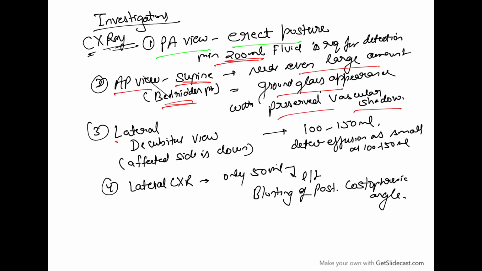And lateral decubitus view, a very important view. What does lateral decubitus view mean? The affected side is down, and it can detect effusion as small as 100 to 150 ml. Okay, then the lateral chest X-ray. Here only 50 ml can lead to blunting of the posterior costophrenic angles.